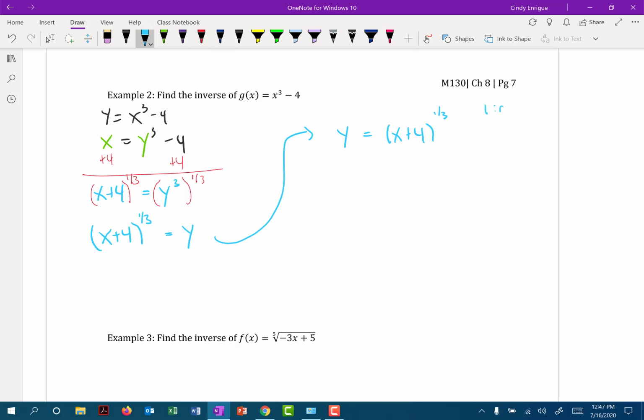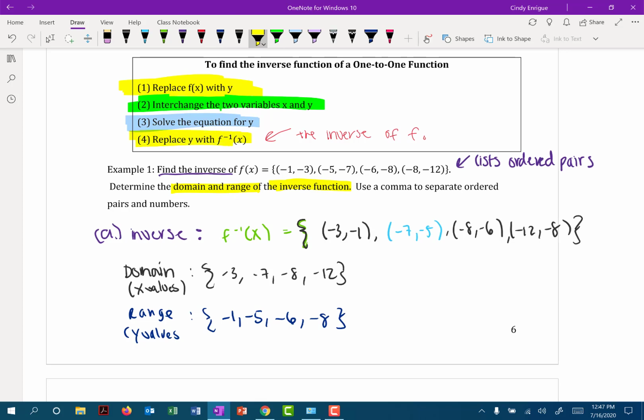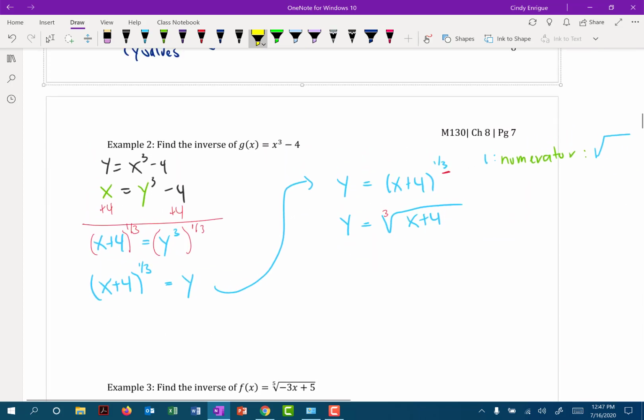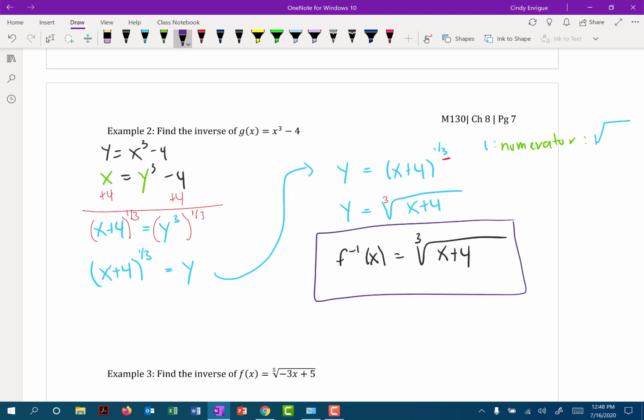Because I have a 1 in the numerator, that tells us that this is going to be a root. So here I'm going to have y is equal to x plus 4, and since the denominator is 3, that is going to be my index. And the last step here says to replace y with f inverse. So you just found the inverse. So now I'm going to say that f inverse of x is equal to the third root of x plus 4. And that ends up becoming your final answer.